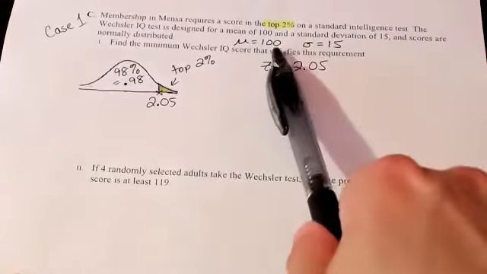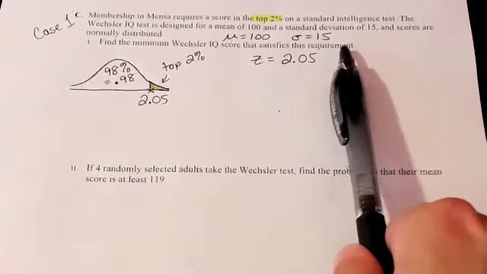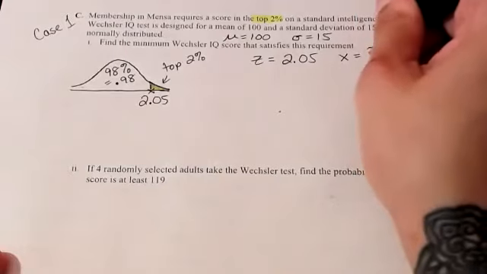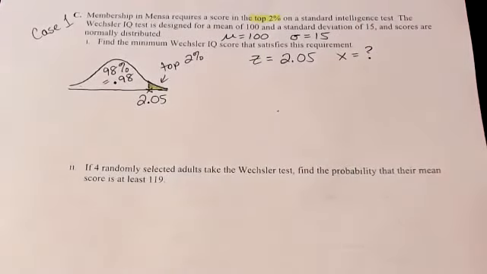We know that mu is 100. We know that sigma is 15. We want to find the raw data value. What is that score that satisfies the requirement? That means we don't know X. Notice it's not asking us for the sample mean. We're not even dealing with a sample. Right now, we're just looking at what is the value? What's the score you have to get in order to be admitted into Mensa?